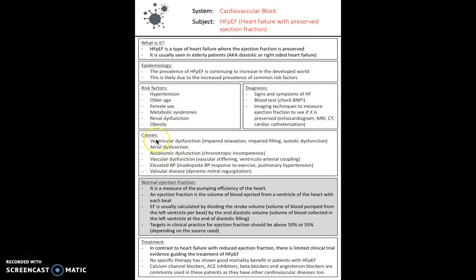Vascular dysfunction, so blood vessel problems, so vascular stiffening, for example, or ventricular arterial coupling, and elevated blood pressure, so that chronic hypertension or pulmonary hypertension can also play a role.